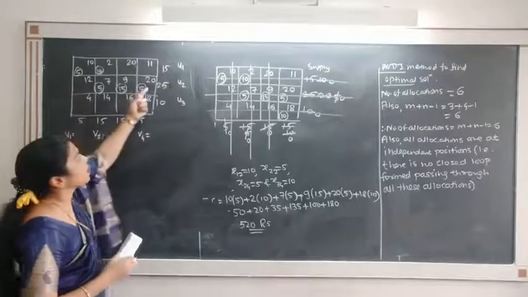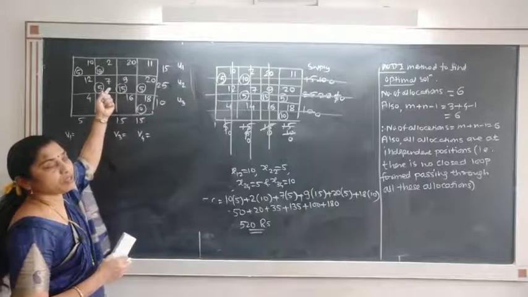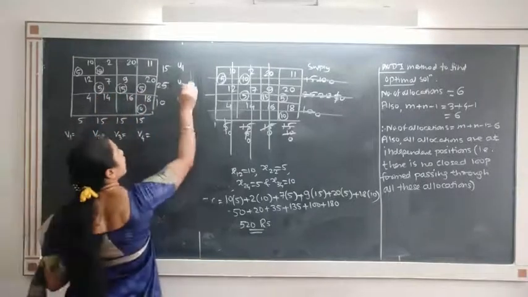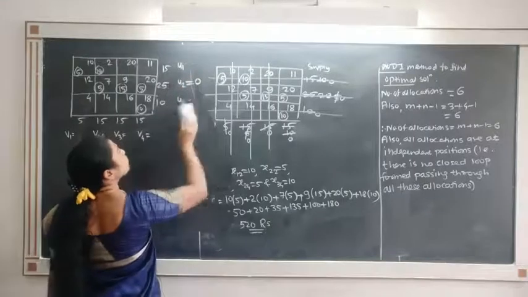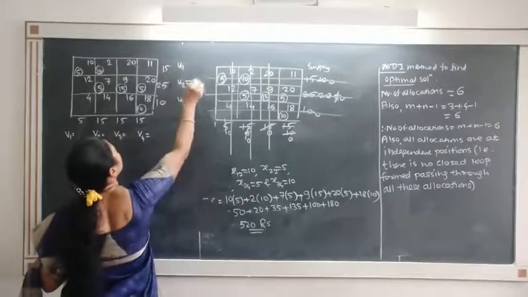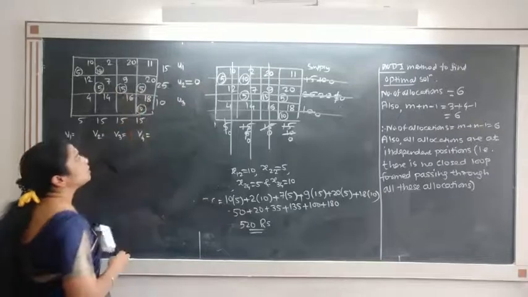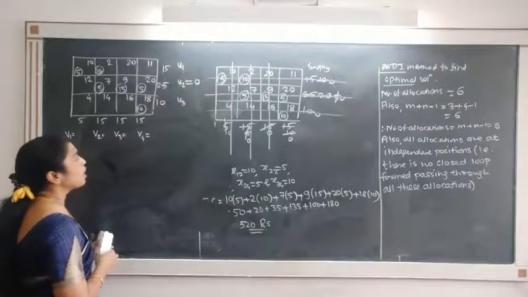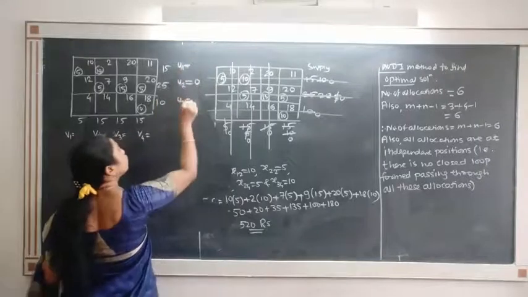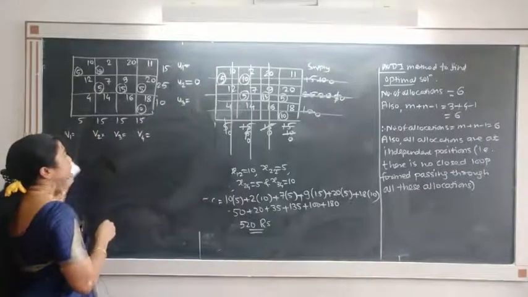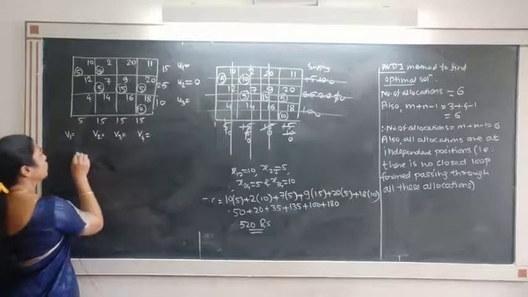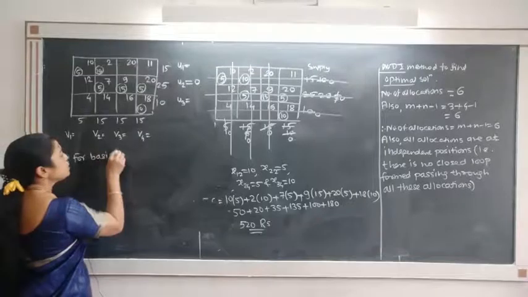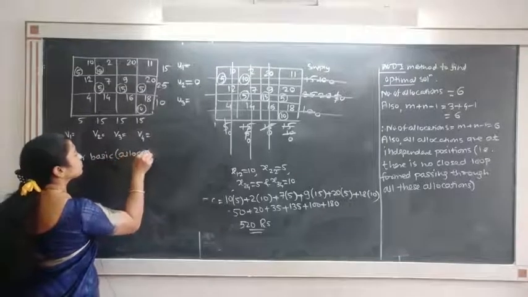Because this row has the maximum number of allocated cells, that is basic cells, we assume u2 is equal to 0, because it contains more allocations, and therefore we will start by assuming u2 is equal to 0. And now we will find the values of u1, u2, u3, v1, v2, v3, v4 by using the formula for basic cells. Basic cells means allocated cells.